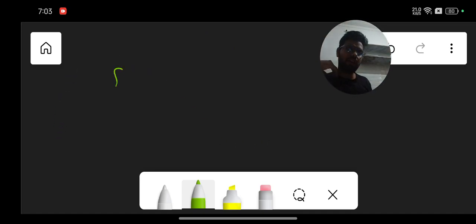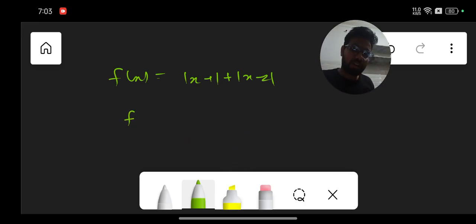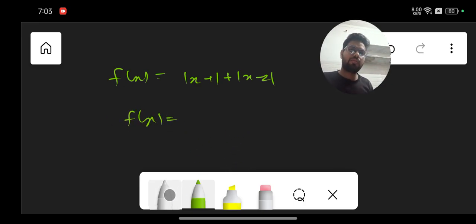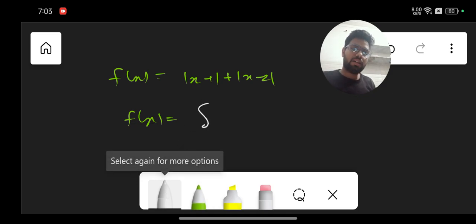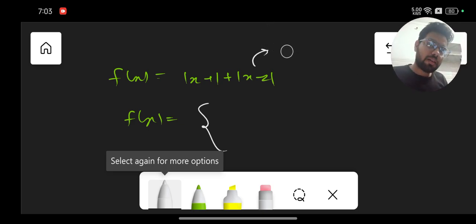Suppose I ask you f of x is equal to mod x minus 1 plus mod x minus 2, correct? Now expand this function. So how to expand it now, beta? The very general way to expand it: first of all we'll find the critical points. What are the critical points of this function? 1 and 2. Okay, so I am writing here critical points.